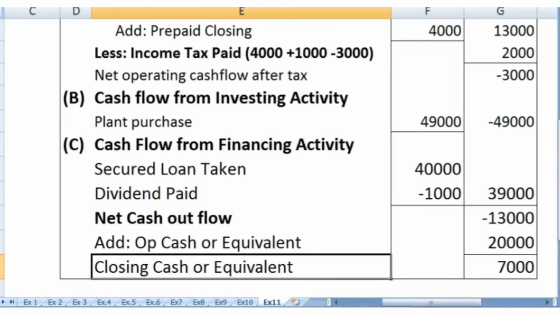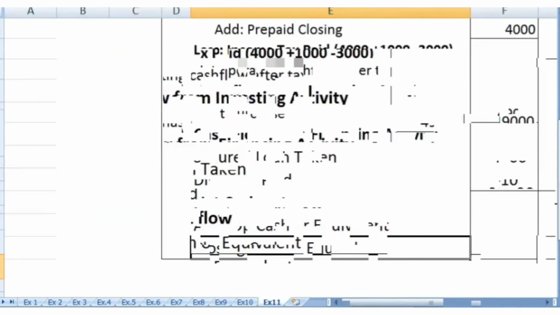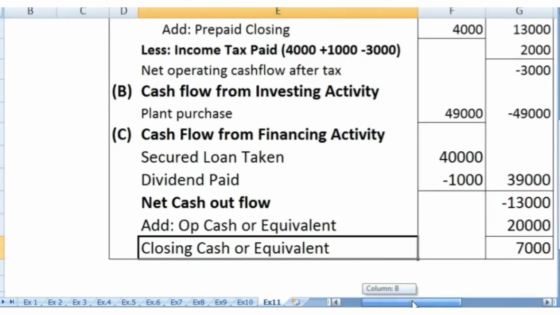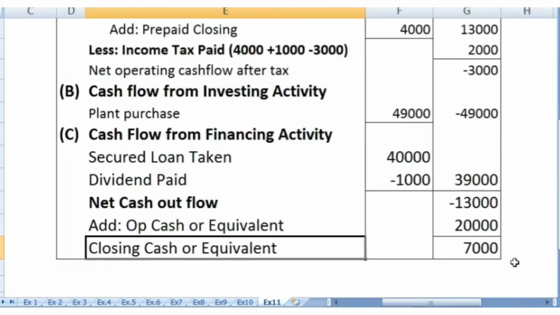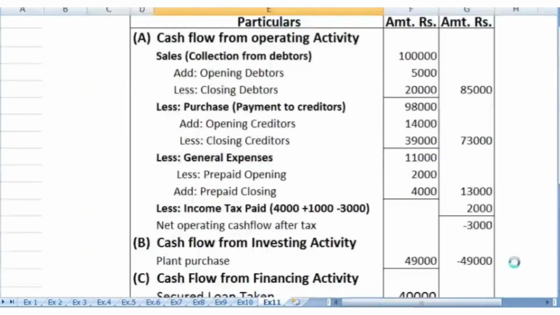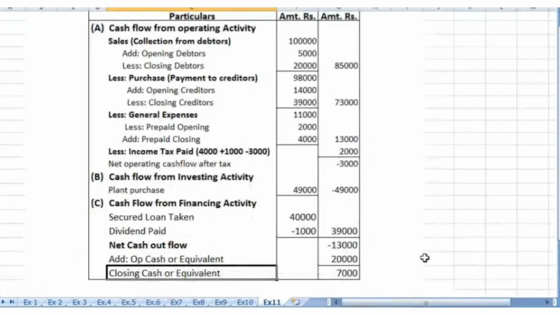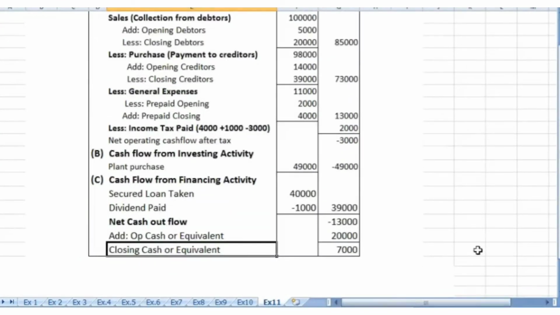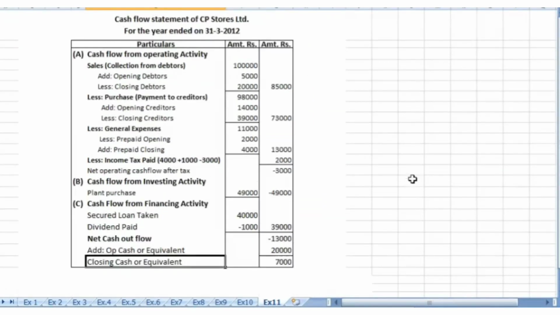Very simple preparation of cash flow statement by direct method. We learned here, and I just showed you the exact position of how your cash flow statement looks. This is your cash flow statement. Okay, if you have any doubt, you can ask me.